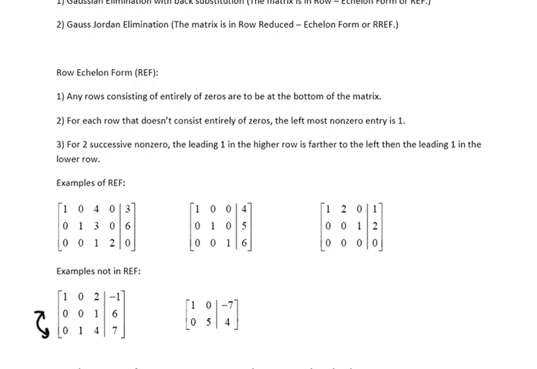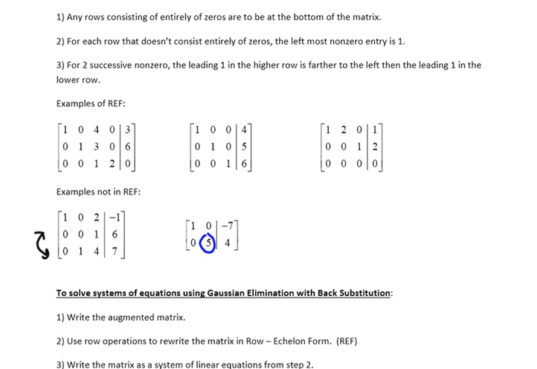Now, why is the second example there not an REF form? Well, take a look at the second row. The first non-zero entry is not a 1. In this case, it's a 5. Simple solution, multiply the second row by 1/5, and now you'd be in REF form.